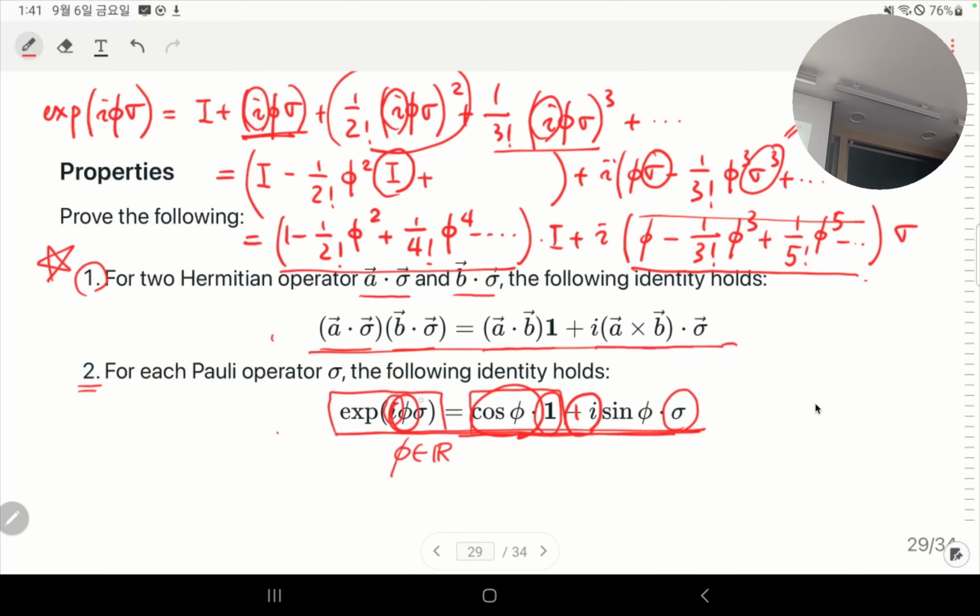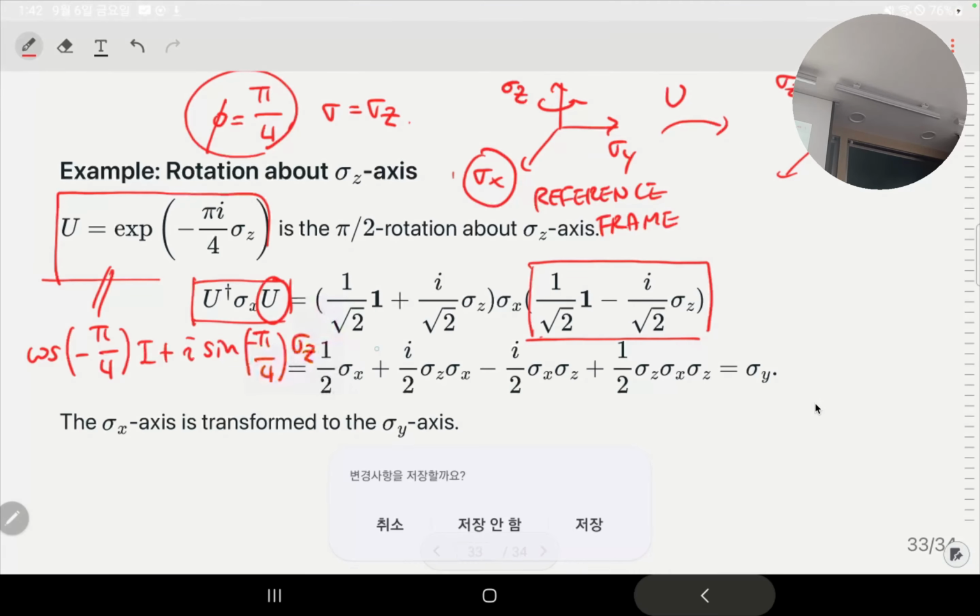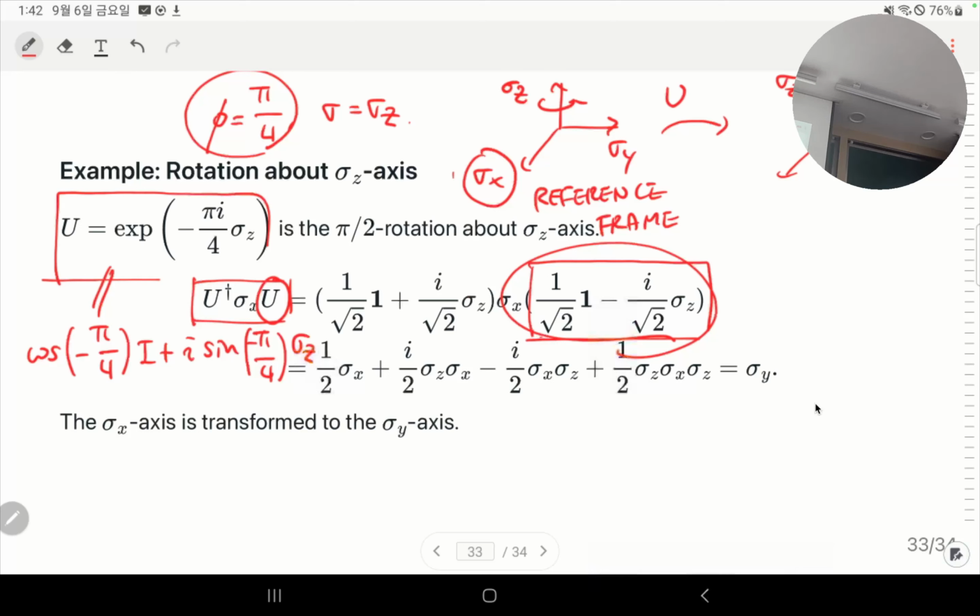I didn't put minus in here. So what I'm doing here is taking this as cosine of minus pi over 4 times I, plus I sine of minus pi over 4 times sigma z. Okay, so that's this, right?